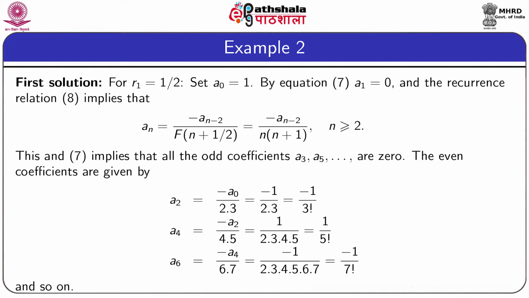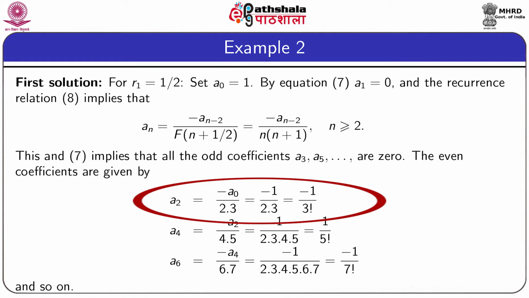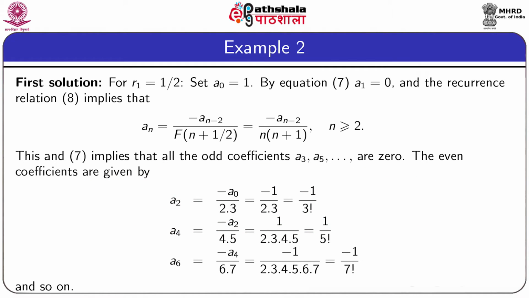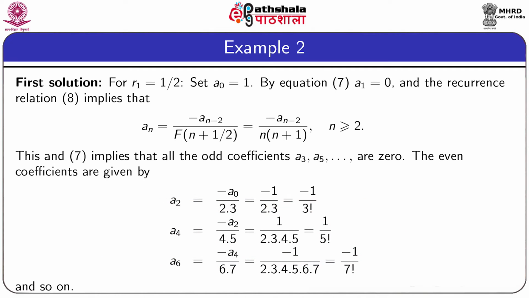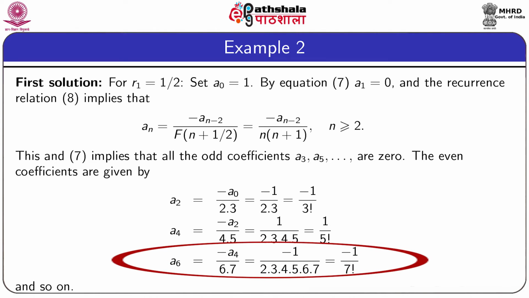a2 is equal to minus a0 by 2 dot 3, which is equal to minus 1 by 3 factorial. Similarly, a4 equal to minus a2 by 4 dot 5, where we substitute the value of a2 from here to get equal to 1 by 5 factorial. In a similar way, we can calculate a6 equal to minus 1 by 7 factorial and so on.